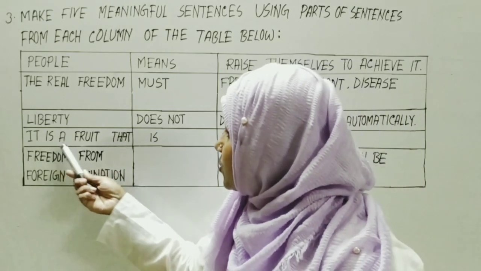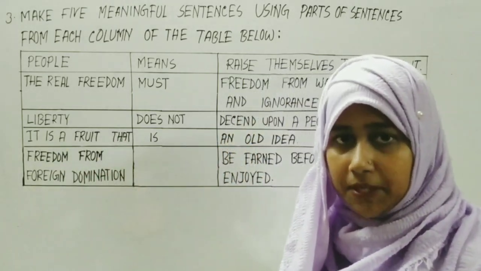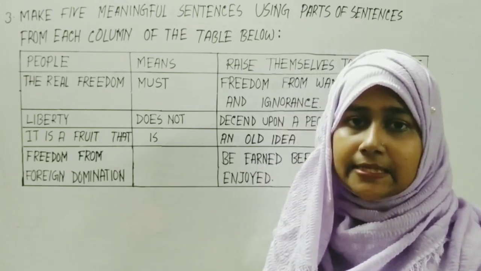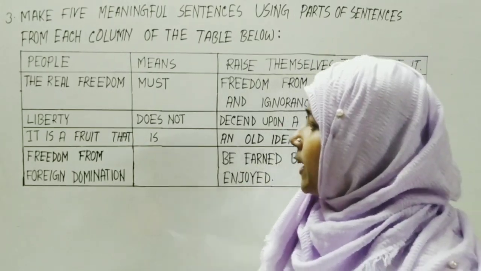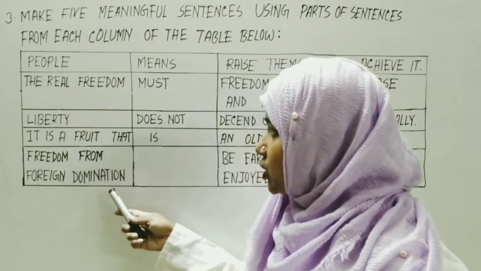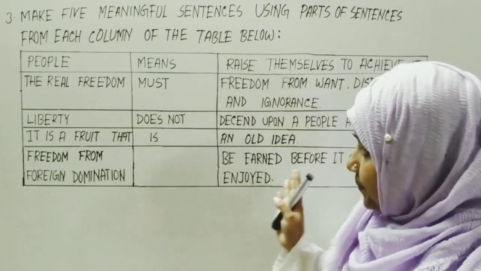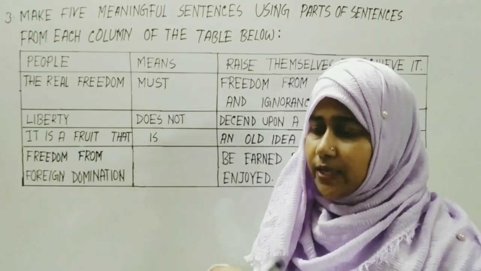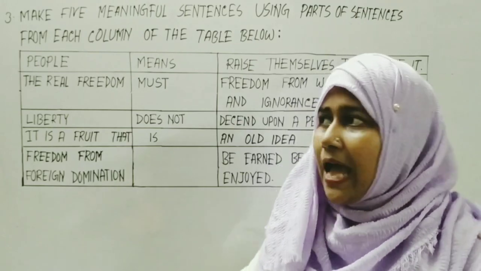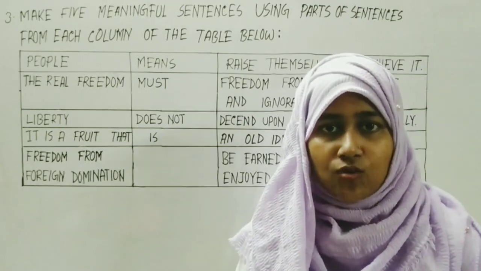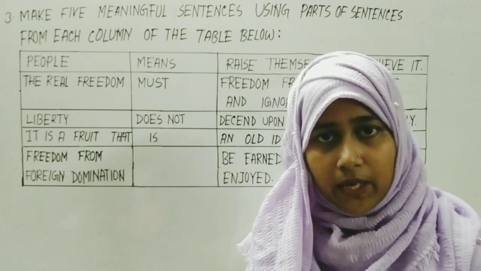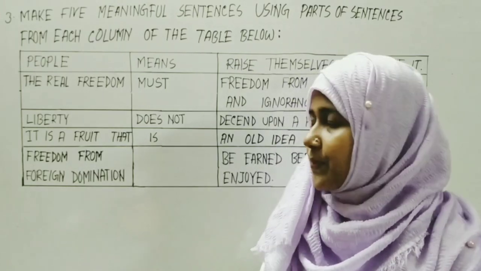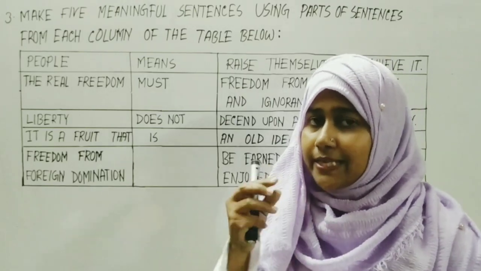And then it is a fruit that what? You have to complete this one according to rules, according to person, according to tense. You have to identify this one. And then freedom from foreign domination. So the total table is written about freedom and liberty. How can we get freedom? How can we enjoy this one? Or how can we get liberty? What is called liberty or what is called freedom? This type of clues you will get from this. So you have to complete by using these clues.